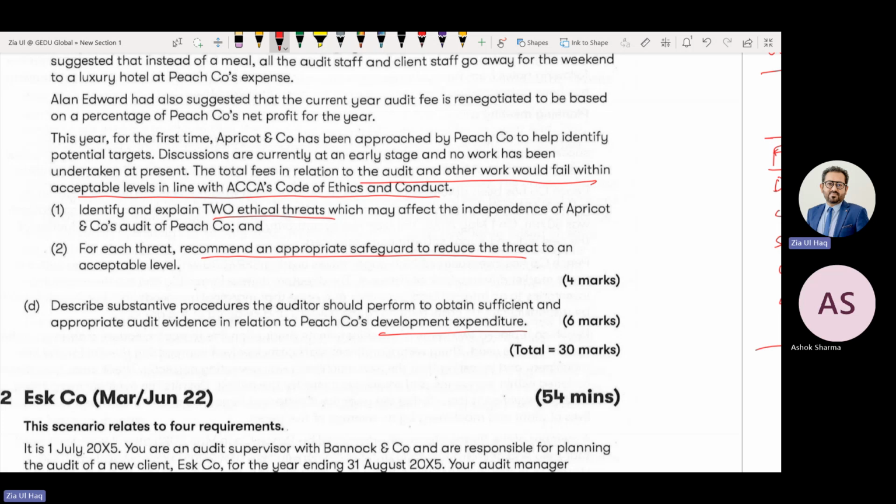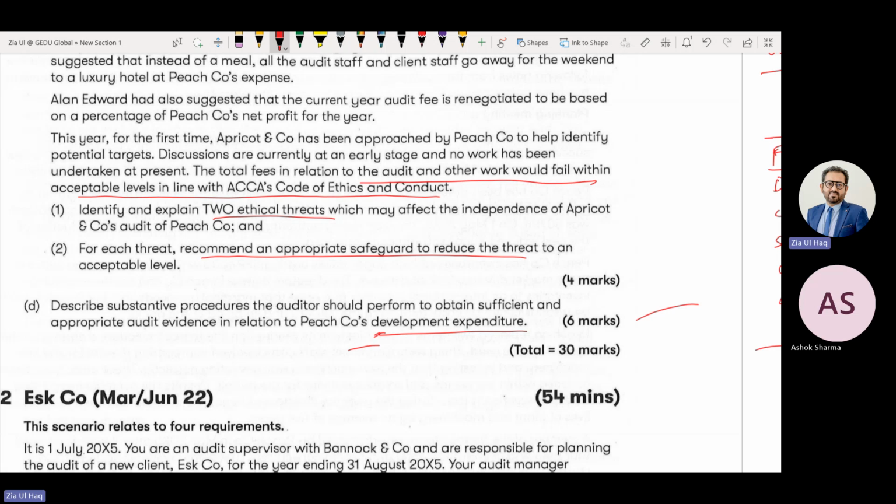You need to write these down. Then we will be able to attempt this kind of easy marks part in the exam paper. This is not related to the scenario. Straight away, you need to write down 6 procedures for 6 marks.